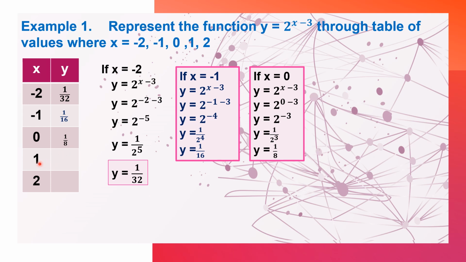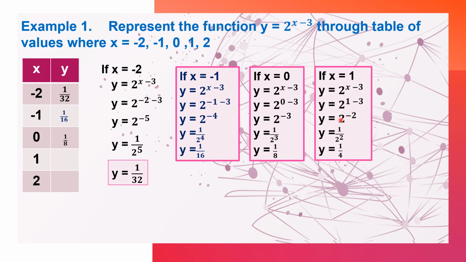How about if our x is equal to 1? So, pinalitan ko yung x ng 1. So, 1 minus 3 is equal to negative 2. And 2 raised to negative 2 can be written as 1 over 2 raised to 2. And 2 raised to 2 now is equal to 4. So, yung y natin is equal to 1/4. So, if x is equal to 1, our y is 1/4.